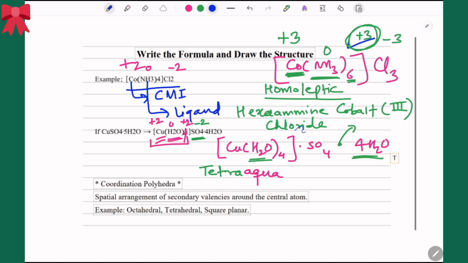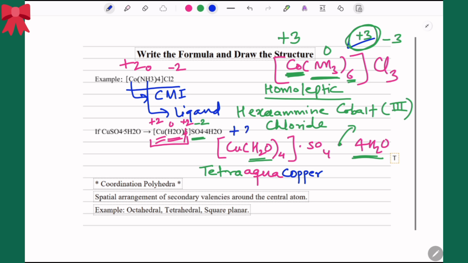So as you can see, it is on the left hand side. This is the left hand side. And what is there on the right hand side? The right hand side you have the sulfate. So if it is in the left hand side, you will name it as copper only. You will not name it as cuprate, you will name it as copper.